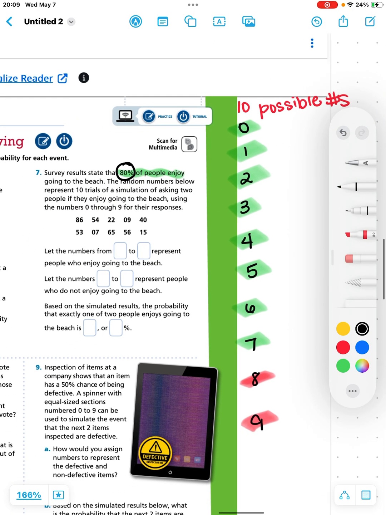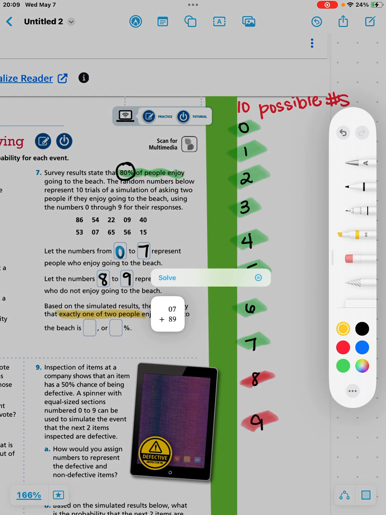Which actually helps us answer the first little part here. Let the numbers from 0 to 7, what we highlighted in green, represent people that like the beach, whereas the numbers 8 and 9 represent people who do not like going to the beach. So based on the simulation results, the probability that exactly 1 of 2 people enjoy going to the beach is what? So there's that key word again: exactly 1 of the 2 people.